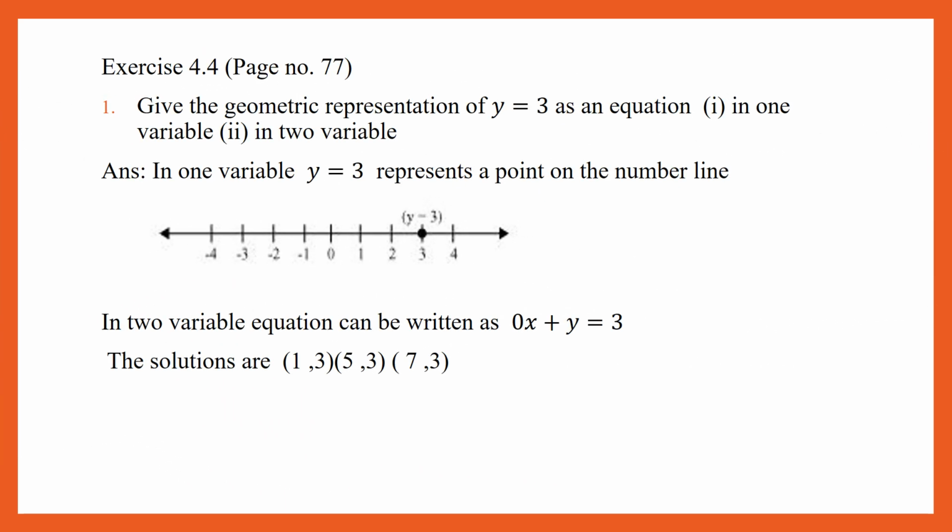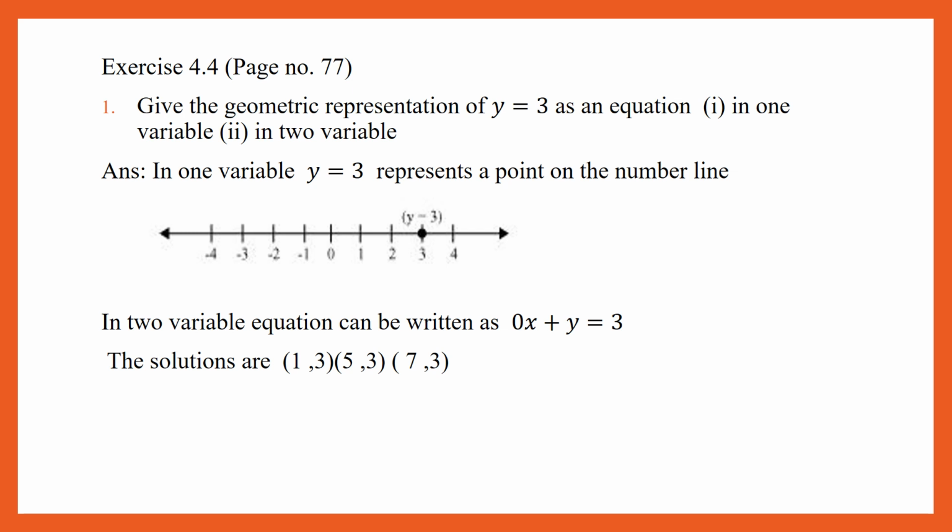Exercise 4.4, page number 77. Give the geometric representation of y is equal to 3 as an equation in one variable and in two variables. Here it is same as representing it on a number line and on a Cartesian plane. The given equation y is equal to 3 represents a point on the y-axis and it is represented on the number line by drawing a y-axis and plotting the point.